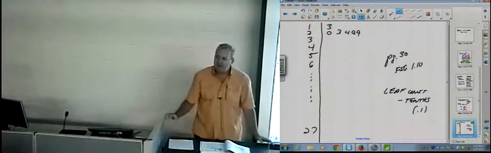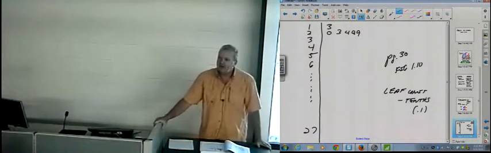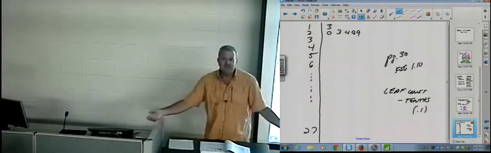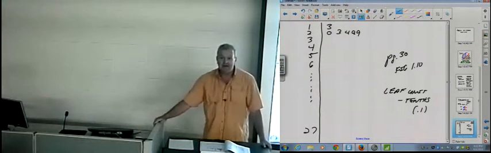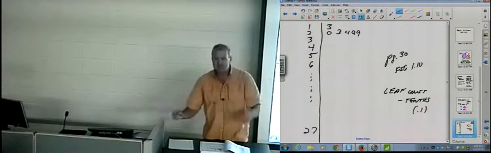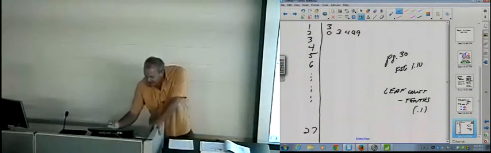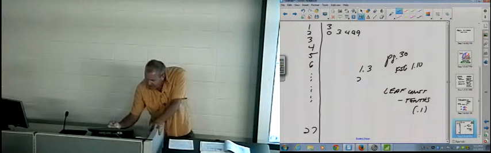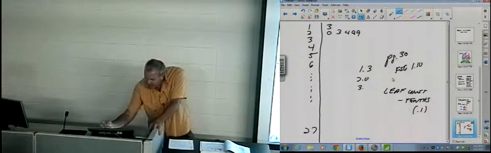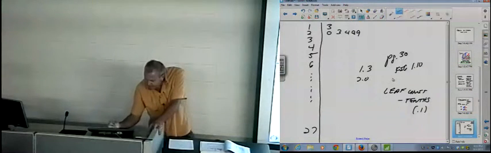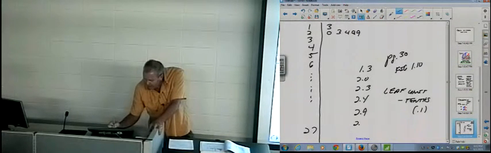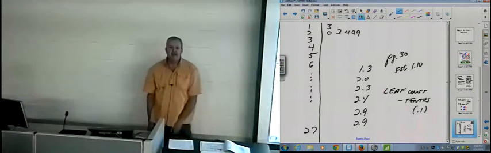Why do I need to know that? Can I recover the data now? You understand what the 1 and the 3 mean now, right? The 1 is in the ones position and the 3 is in the tenths position. So I know that I have a state that has 1.3, 2.0, 2.3, 2.4, 2.9, 2.9. I can recover the data. I didn't lose the data.